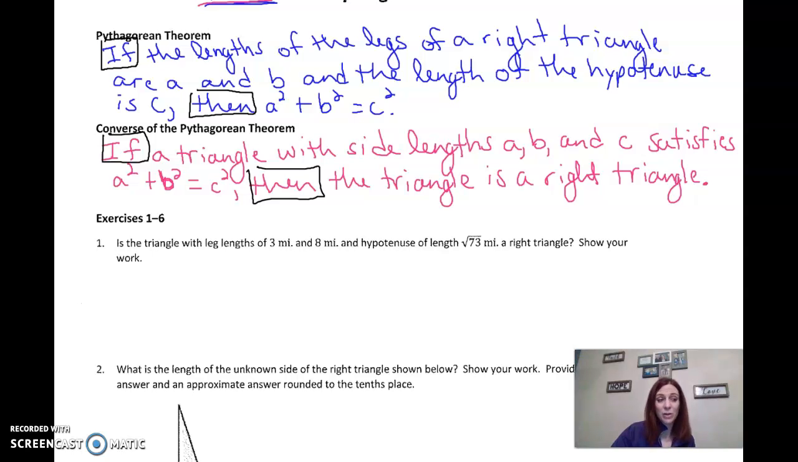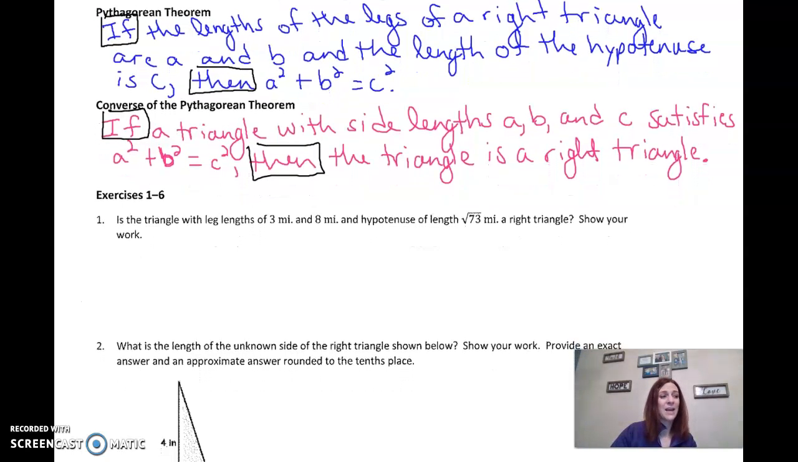Okay, so be careful when you're going through these that you read the questions. They might be worded a little bit differently. Sometimes it is still going to be asking you for a missing side length and sometimes it's going to be asking if it's a right triangle. So let's look at this example. Is a triangle with leg lengths 3 miles and 8 miles and a hypotenuse of length square root of 73 miles a right triangle? Show your work.